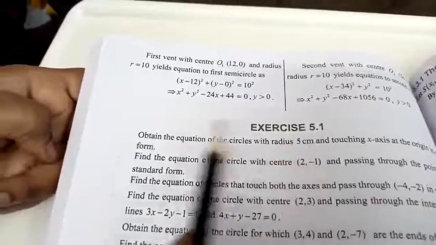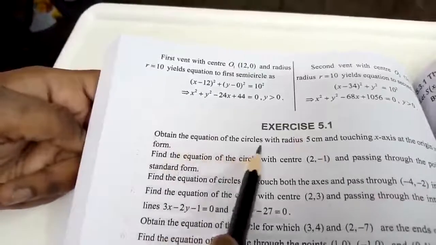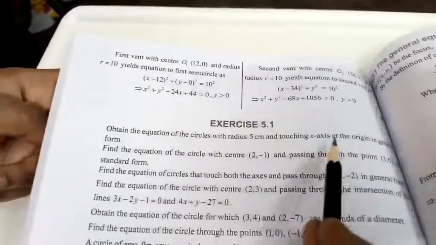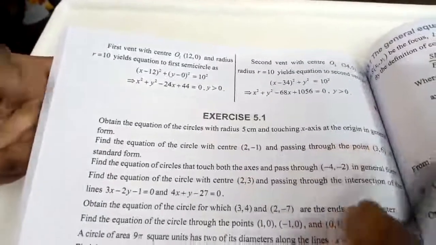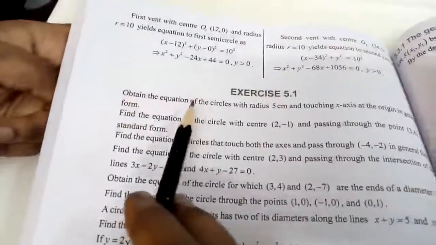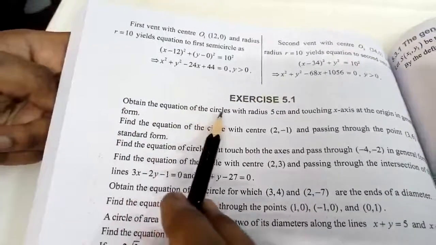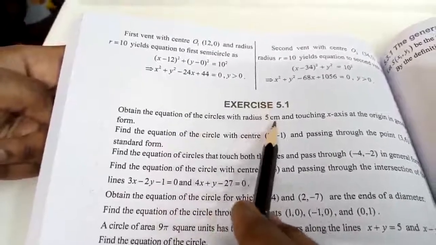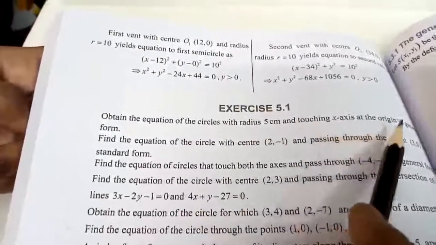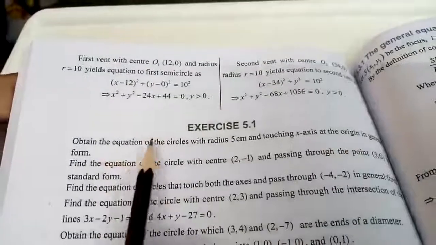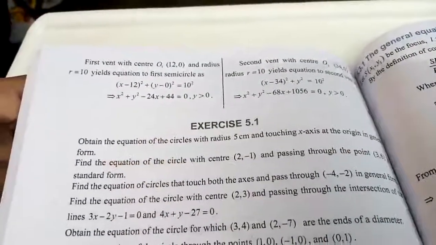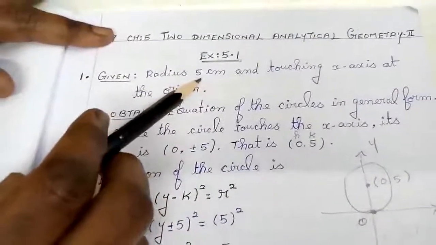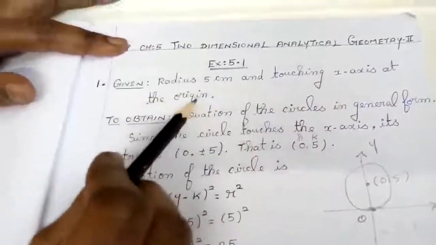Exercise 5.1, first question. Obtain the equation of circle with radius 5 cm and touching x-axis at the origin in general form. So they are asking you to find the equation of circle, and they have given you two concepts here, students, that is radius 5 cm and touching x-axis at the origin. So they are asking you to find the equation of circle. They have given you the radius 5 cm, touching x-axis at the origin.